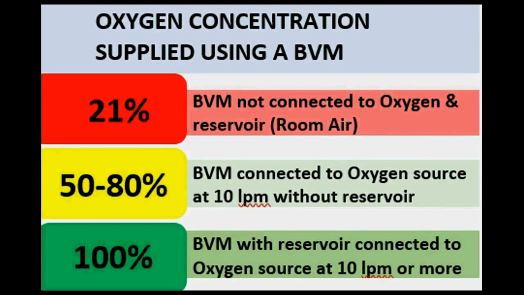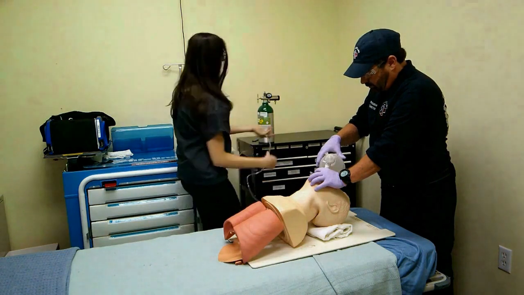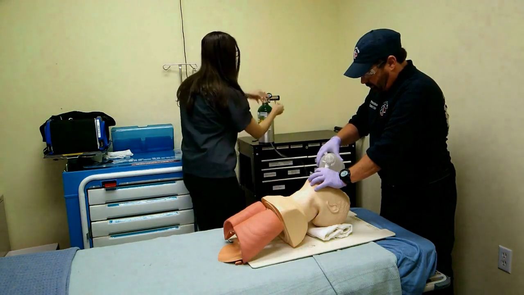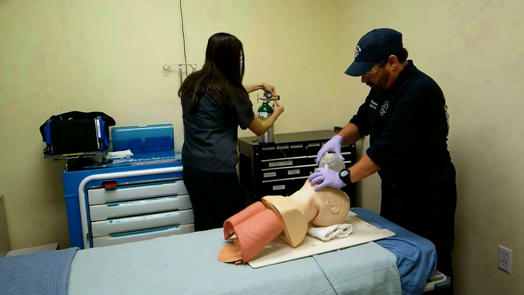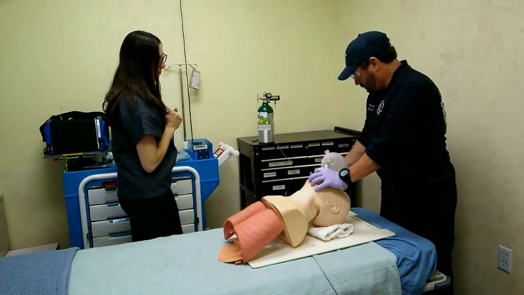When high-flow oxygen is used, the concentration of oxygen becomes 50 to 80%. With high-flow oxygen and reservoir, the oxygen concentration reaches 100%. High-flow oxygen should be attached as soon as possible. But when a patient is not breathing adequately, it is important to ventilate as soon as possible. Do not delay ventilations to attach oxygen.